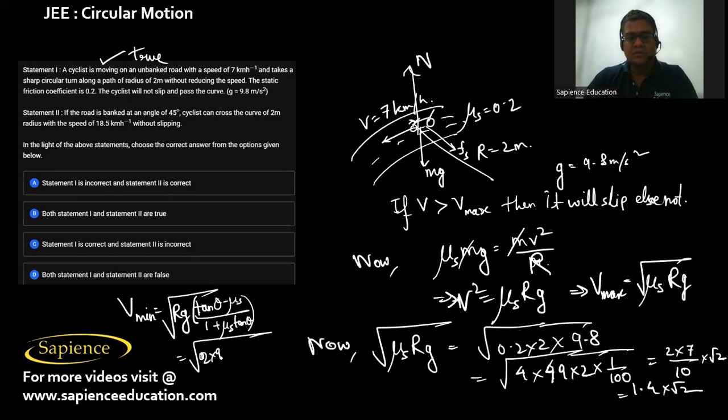No, 2 into 9.8 into, this is 1 minus 0.2, that is 0.8, by 1 plus 0.2, that is 1.2. So 4 2s are 8, 4 3s are 12. So this is 4 by 3 into 9.8, root over of that. So that will come square root of 4 into 9.8 divided by 3. So this will be approximately 3.6 meter per second.